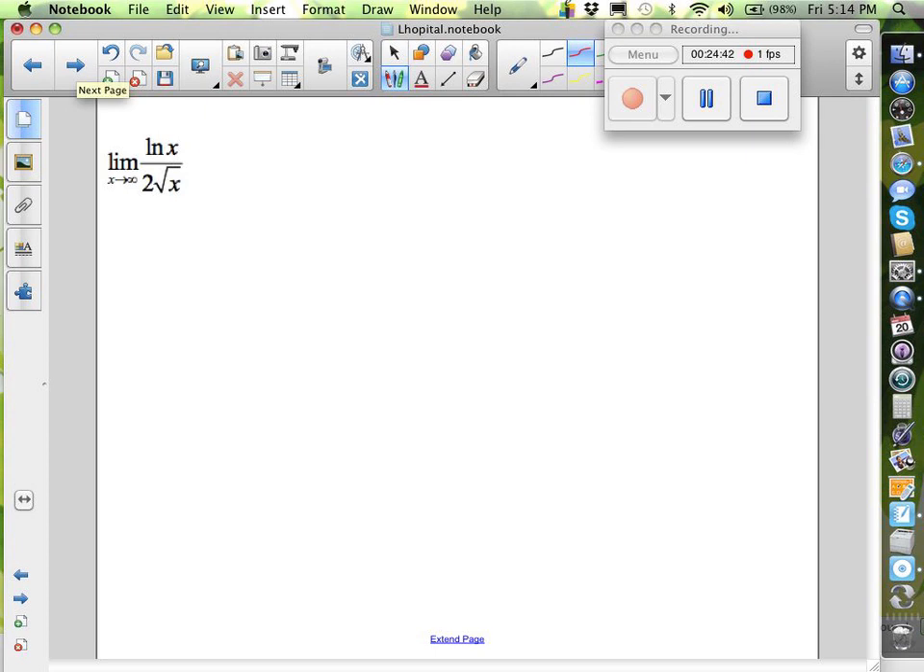Okay, here, if we substitute in, we always have to make sure we have the indeterminate form. So if we substitute in here, as x approaches infinity, the natural log of x is going to infinity. And in the denominator, the 2 times the square root of x, as x goes to infinity, that's also going to infinity. So both of those are just going to keep on growing without bounds.